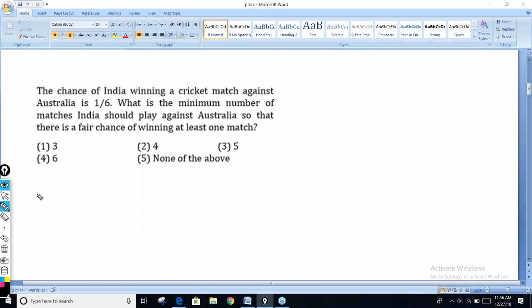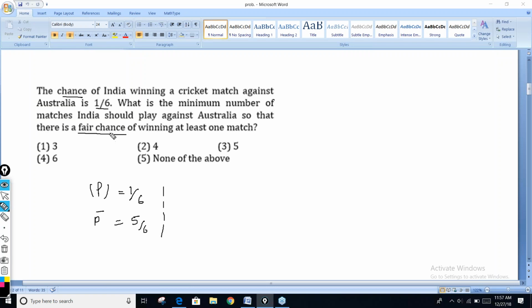Now the question says the chance of India winning a cricket match against Australia is 1 by 6. So chance is the same as probability: the probability that India will win a cricket match against Australia is 1 by 6. So the probability of winning is 1 by 6, and the probability of not winning is 5 by 6. What is the minimum number of matches India should play against Australia so that there is a fair chance?